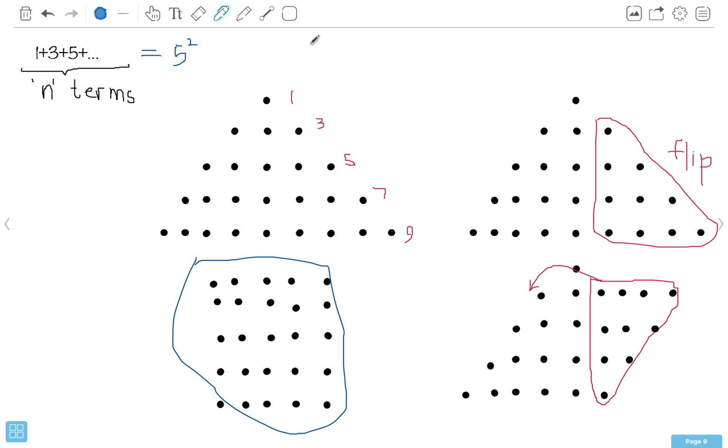Now if we want to generalize it, we have, for example, 1 plus 3 plus, and it ends at n, where n is obviously an odd number. Is this equal to n squared? If this was equal to n squared, then 1 plus 3 plus 5 plus 7 plus 9 would have been 9 squared, but the actual answer is 5 squared. So this means that this is not correct.